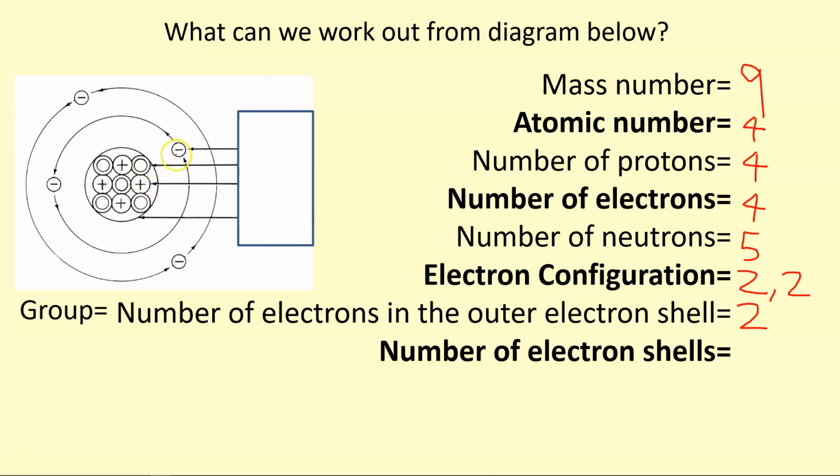Next thing is how many shells of electrons there are. There's the first shell there, the second shell there, so it has 2 shells of electrons. That's equivalent to the period number.